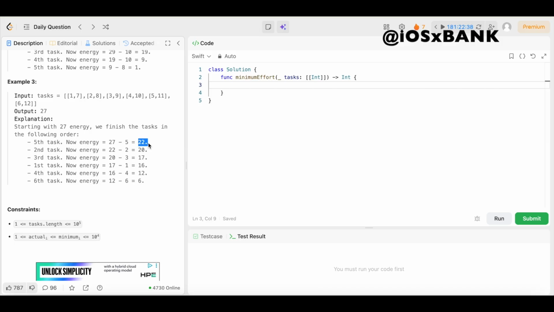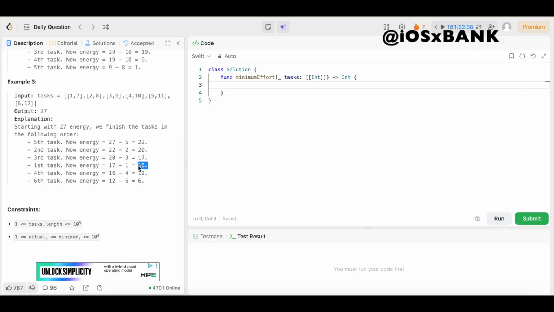After 22 energy, we're going to do the 2nd task right here. After the 2nd task, that's going to take 2 from the 22, and now we're left with 20. Then from 20, we're going to do the 3rd task right here. That's going to be 20 minus 3, right? That's going to leave us with 17. So with 17, then we'll do the 1st task. After that, that's going to be 17 minus this 1 right here. That's going to leave us with 16.